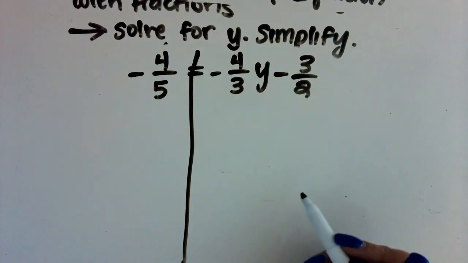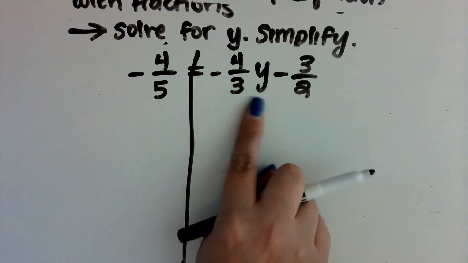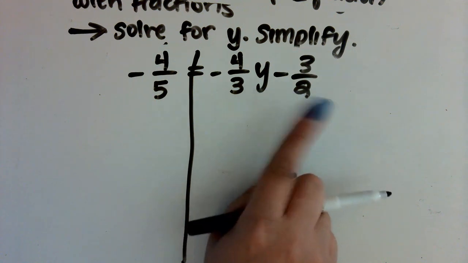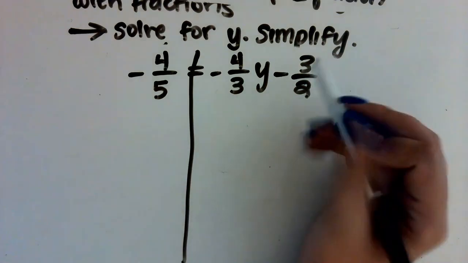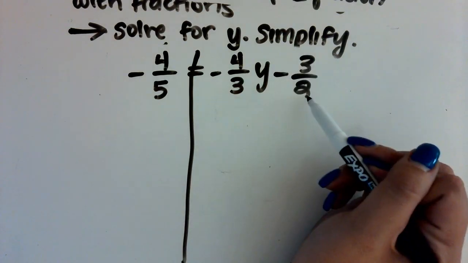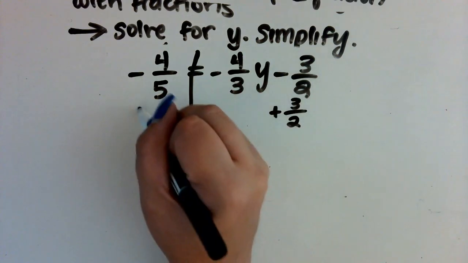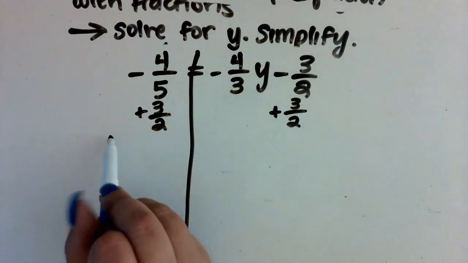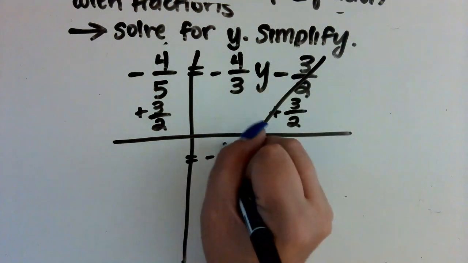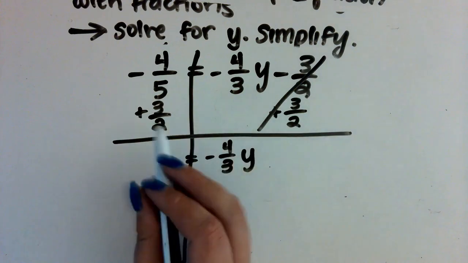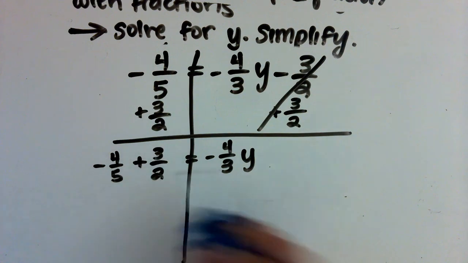As always, we draw that line right down the equal sign. And the same exact things, we are looking for where the y is located, which is right here, negative 4/3 y. We need to move anything else to the opposite side of the equation. So if I see that we have a negative 3/2, that means that I need to add. Okay? This is going to cancel out, and I'm going to be left with negative 4 thirds y is equal to negative 4 over 5 plus 3 over 2.